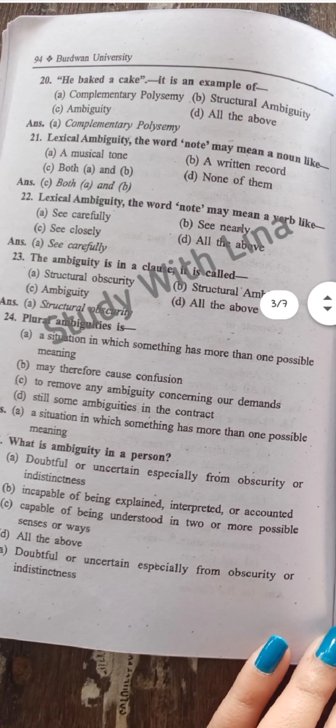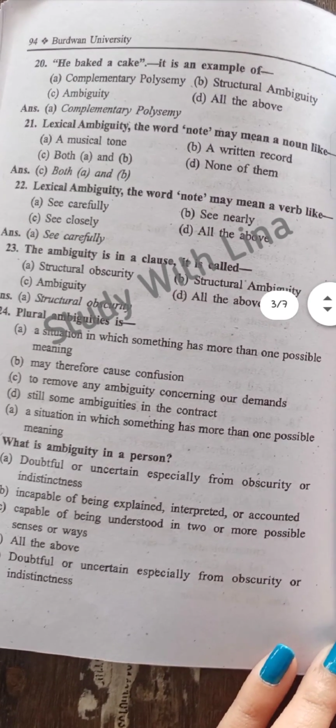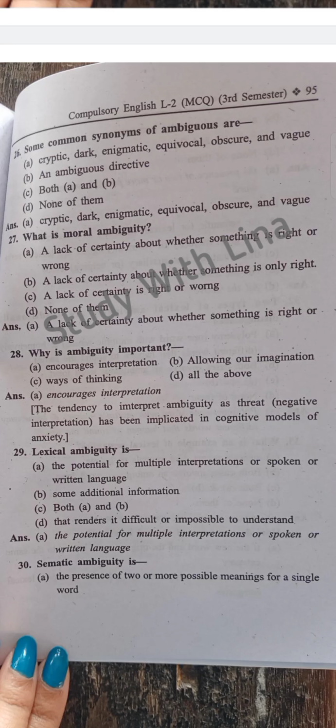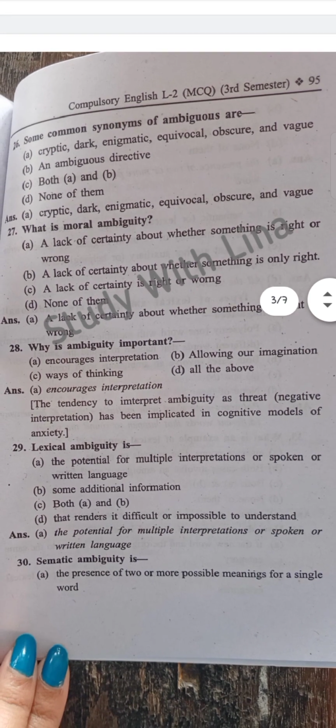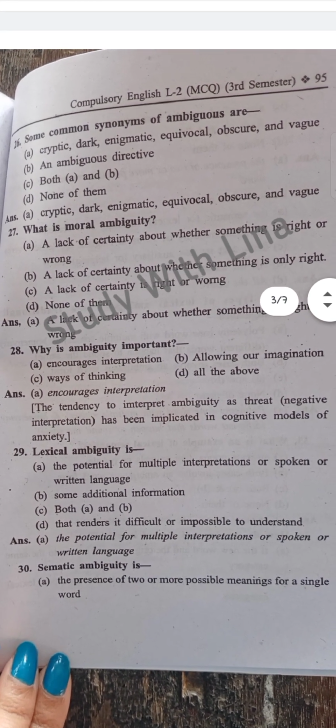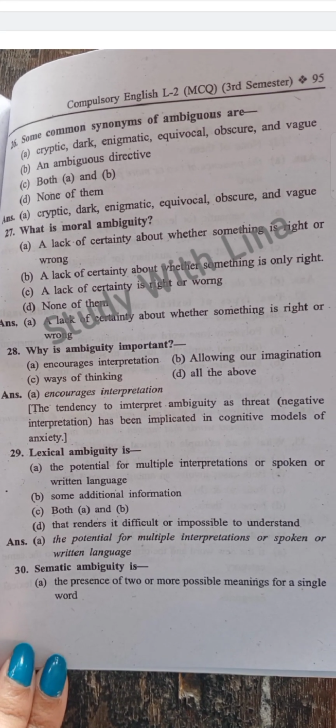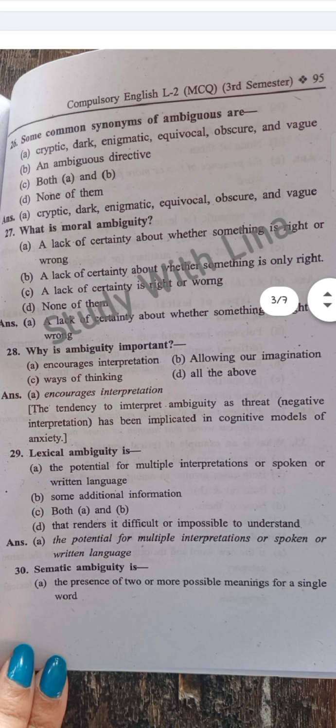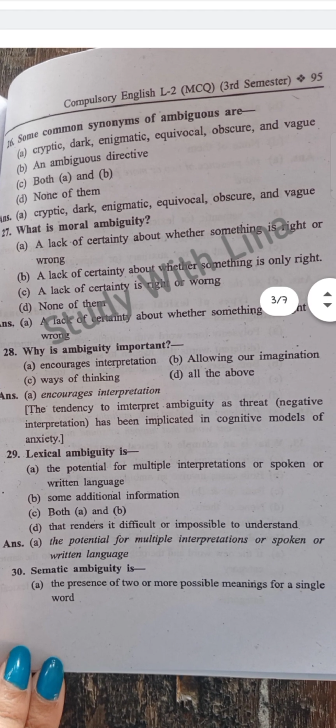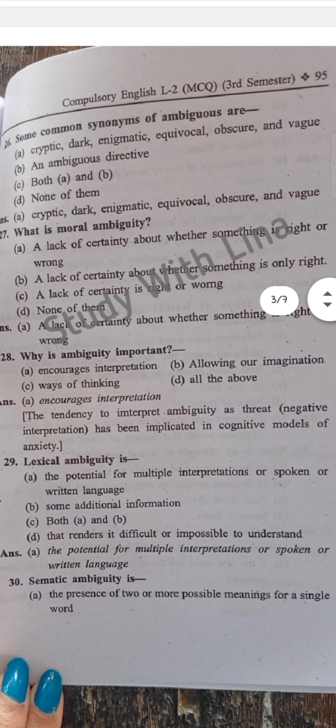What is ambiguity in a person? Doubtful or uncertain, especially from obscurity or indirectness. Some common synonyms of ambiguous are cryptic, dark, enigmatic, equivocal, obscure, and vague. What is moral ambiguity? A lack of certainty about whether something is right or wrong. Why is ambiguity important? It encourages interpretation.